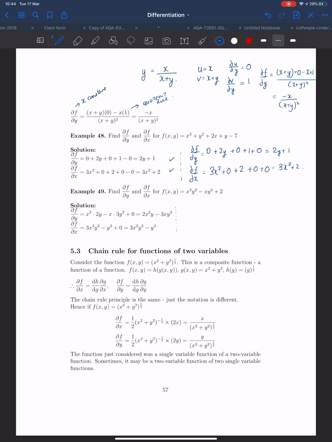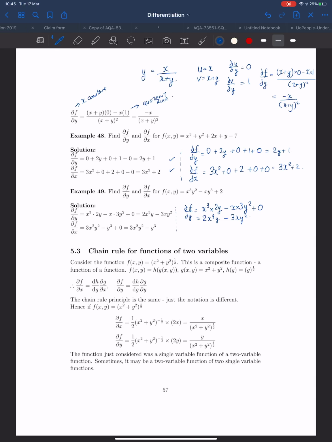Okay, so next one, find df dy and df dx for f of xy equals x cubed y squared minus xy cubed plus 2. So partially differentiating with respect to y, the x's are a constant, so that's a constant, that's a constant, and that's a constant. Okay, so df dy, x cubed is a constant, and y squared differentiates to 2y. The next one, x is a constant, and y cubed differentiates to 3y squared. And the last one is 0. So this is, just tidy up now, 2x cubed y minus 3xy squared.